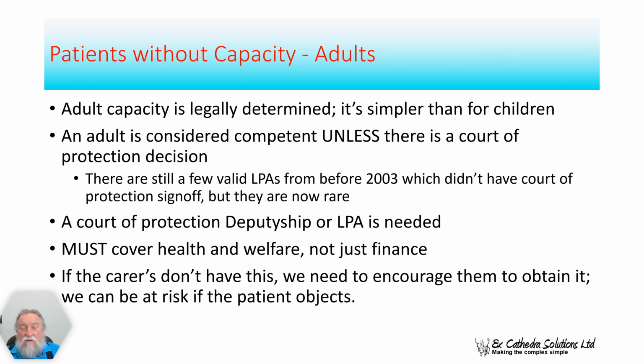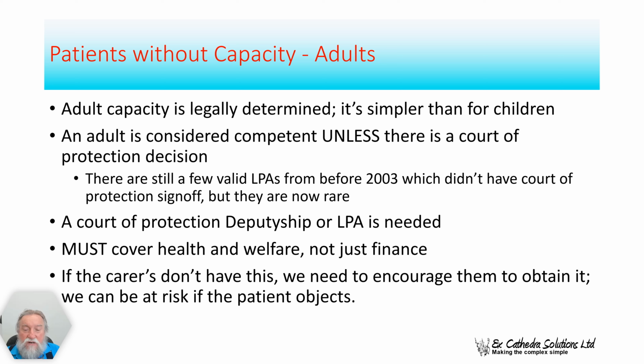With adult capacity, it's actually slightly simpler than for children, because adult capacity is legally determined. So once you have a legal determination that someone's not competent, that's straightforward. That is basically an adult is considered competent unless there's been a Court of Protection decision saying they are not. Like I said, there's still a few valid LPAs, older ones, but they're now quite rare.